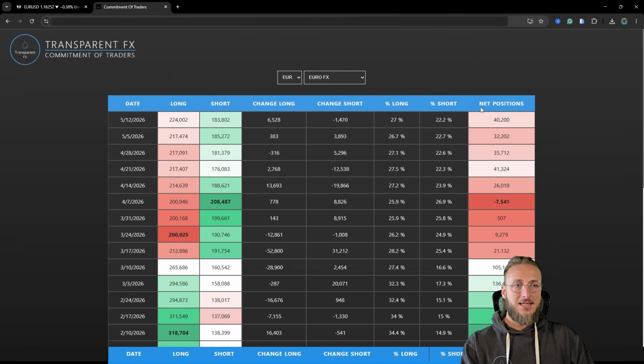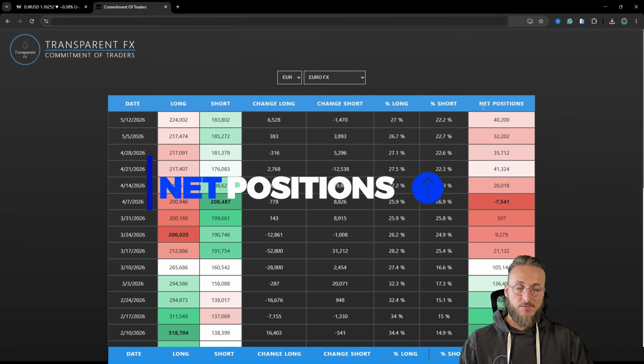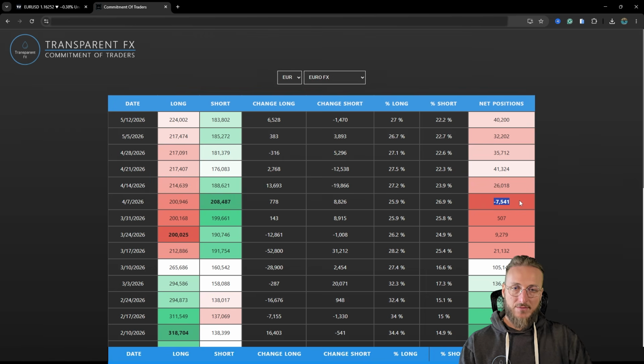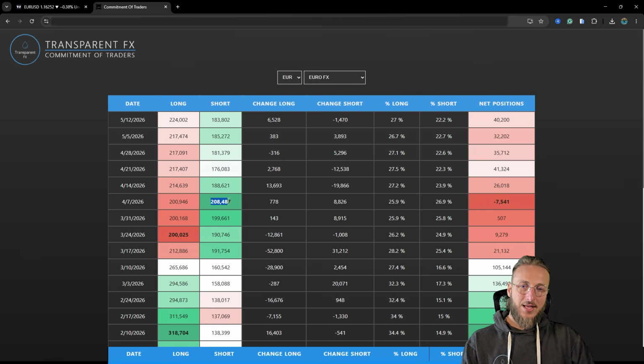And what we can see is that net positions have been growing massively. In fact, we went from a negative net positioning of minus 7.5k net positions. This means that the big institutional speculators in the market had more shorts than longs, 208.4k shorts compared to only 200k longs. And now we have the complete opposite. So we actually have a positive net positioning, plus 40.2k net positions with 183k shorts compared to 224k longs. So now we have way more longs than shorts.